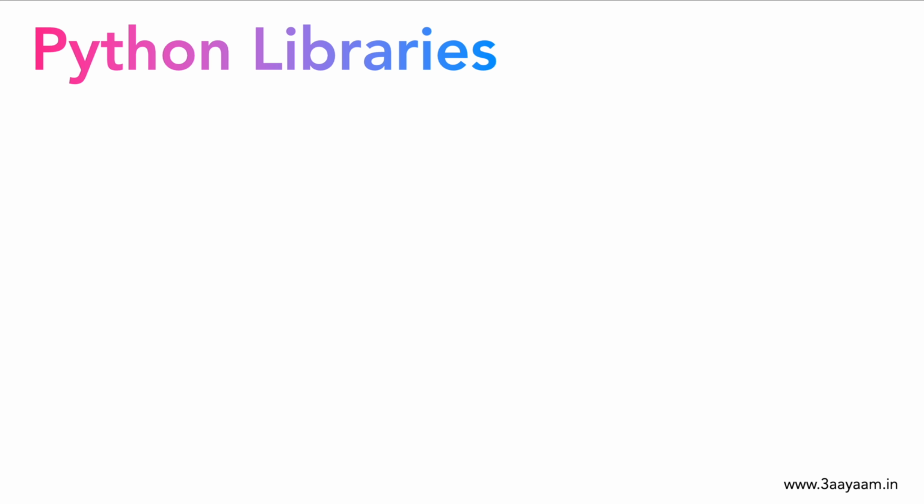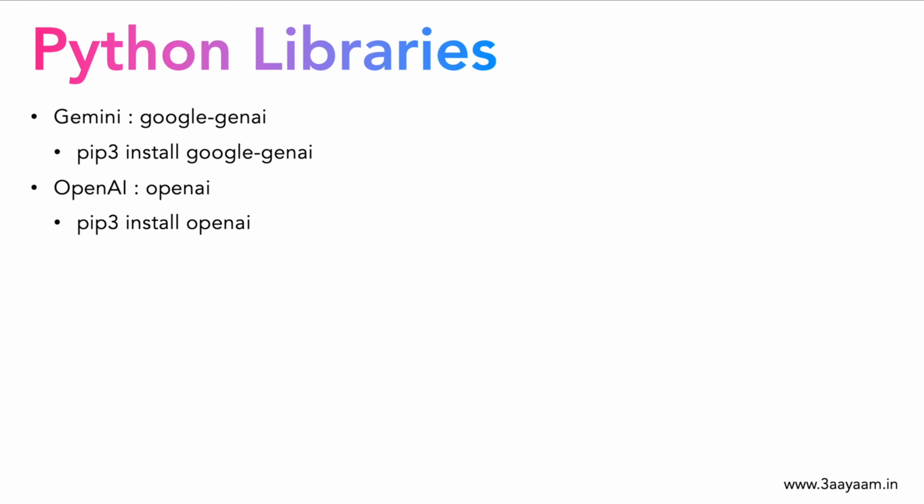As I'm using Python, I need to have certain libraries. The first one is for Gemini. So for Gemini, you'll have to install this library Google-Gemini using the pip command, pip3 install Google-Gemini. And for OpenAI, the name of the library or the name of the module itself is OpenAI. So I'll have to install both of these in my project or in my directory where I'll be creating the code. Now, why these modules and why these libraries are needed?